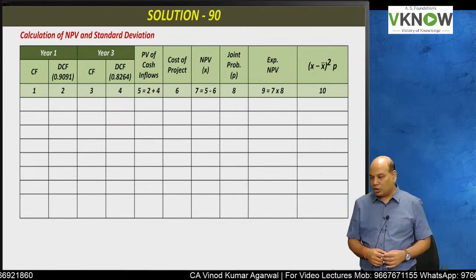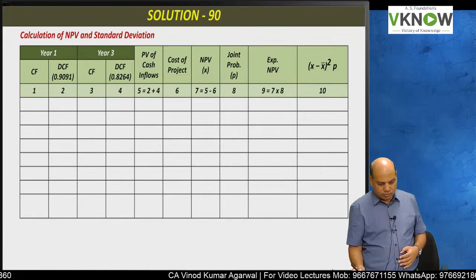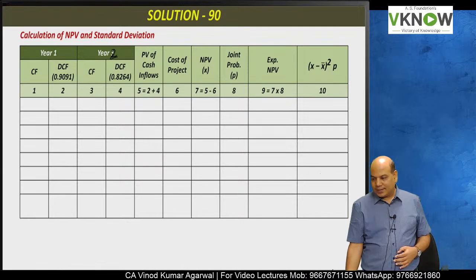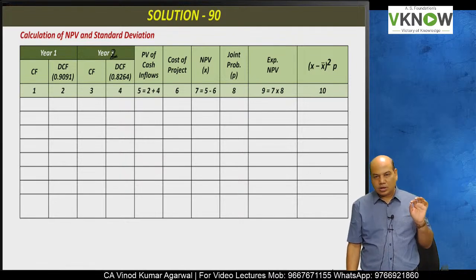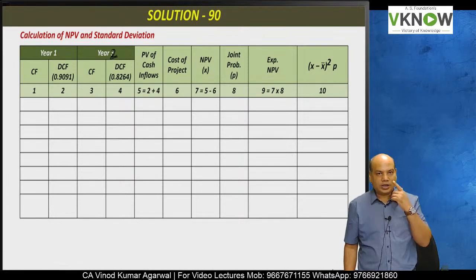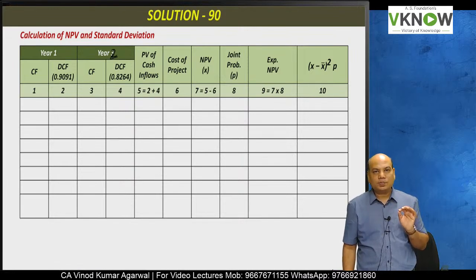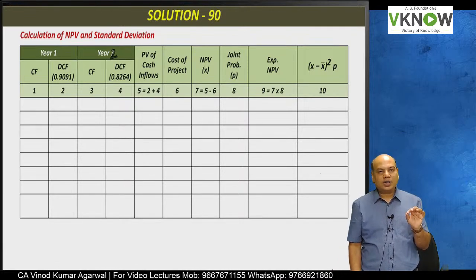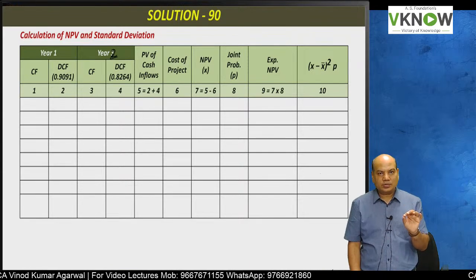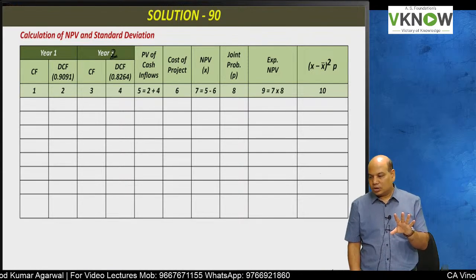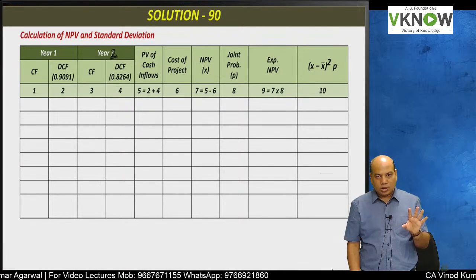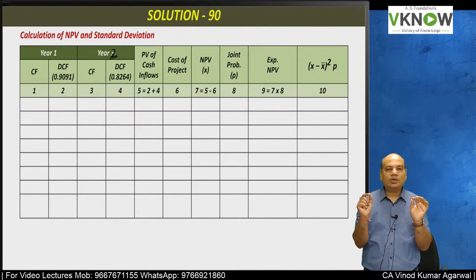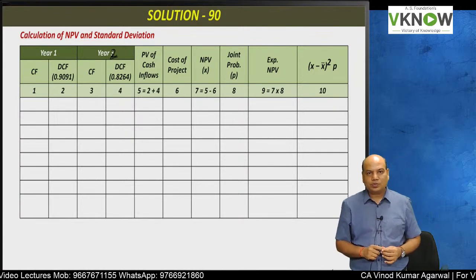Under that we have the following columns: year 1, year 2. Under year 1 we have two columns: cash flow and discounted cash flow. Discounted cash flow means present value, and to calculate the present value I will use the factor 0.9091. Then year 2 cash flow and discounted cash flow. Under discounted cash flow I will use the second year factor 0.8264.